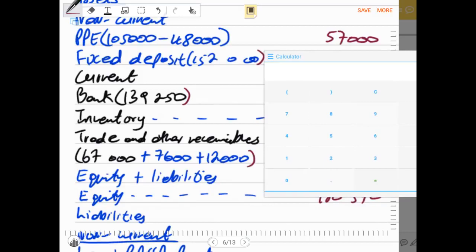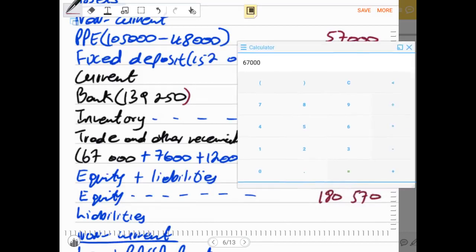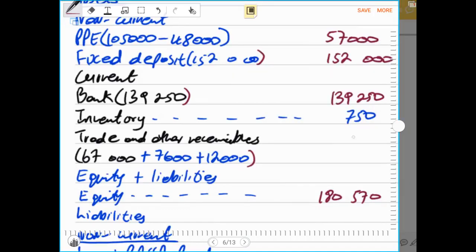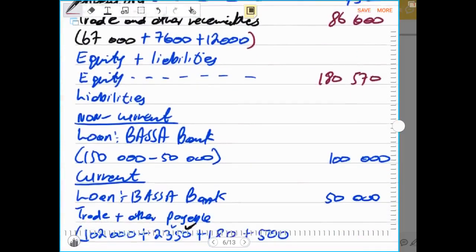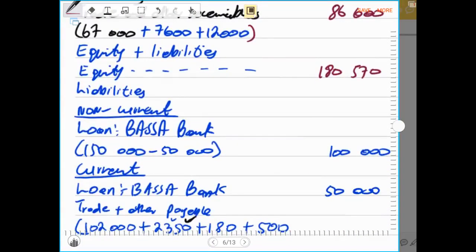So now we say 67,000 rands plus 7,600 plus 12,000, and this will give us 86,600. We record that as 86,600. Then after we account for our loan, we've done the long-term loan.